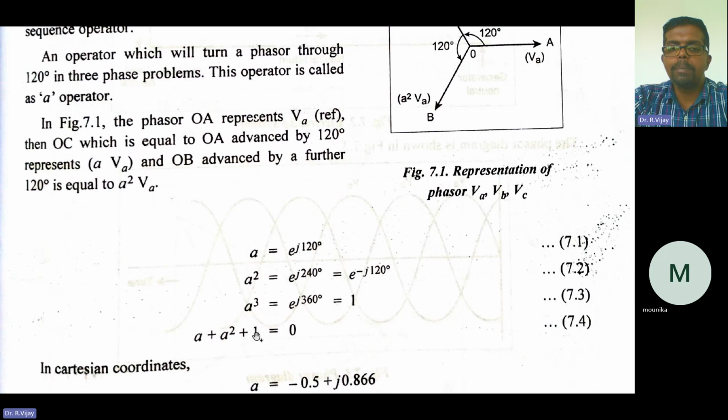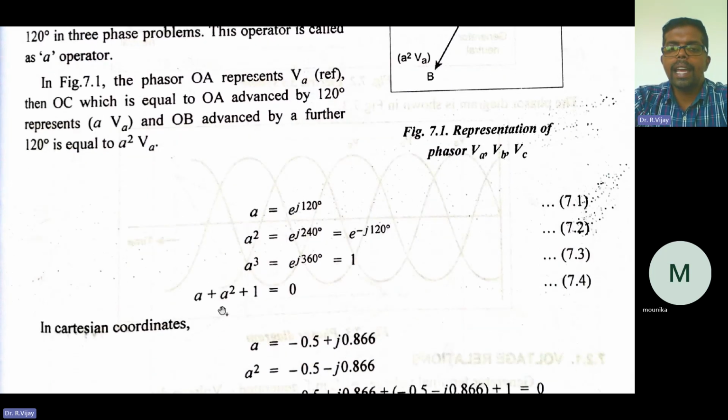So if you add all these things, A plus A squared plus A cubed, the imaginary parts cancel, and that is also 0. So A plus A squared plus 1 is equal to 0.